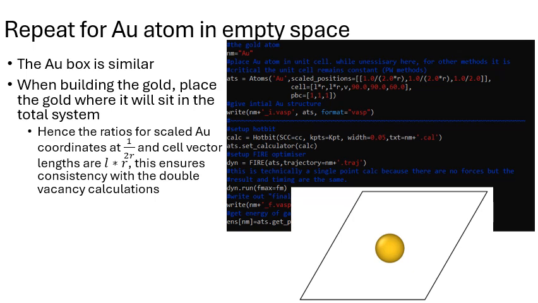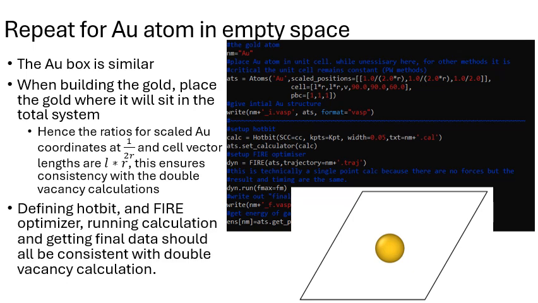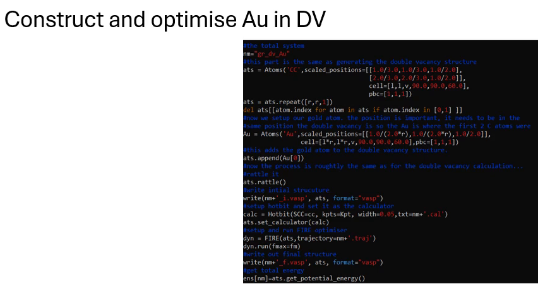That's the reason why the ratios are 1:2R, and the lengths are L times R. So the R is the repeat, how many times we repeated the graphene sheet, so we repeat it out here as well in another way. We then define hotbit, optimize it, and that gives us our final energy.